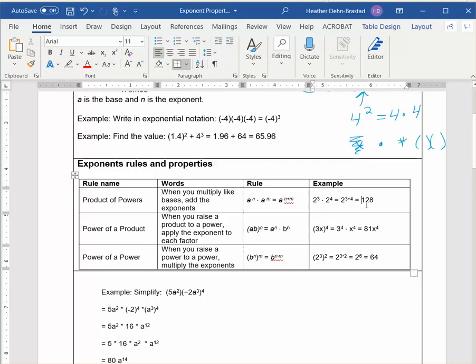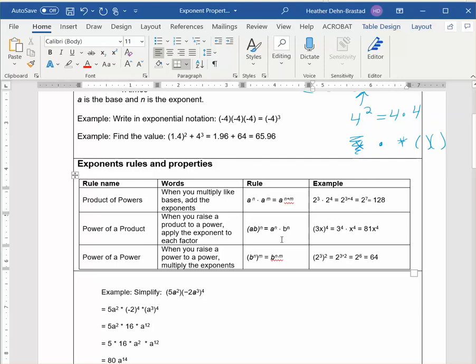to the 7th, using the exponent key. And if you had to evaluate that, then that would be 128, because 2 times 2 times 2 times 2 times 2 and so on. But you don't always have to write it that way. A lot of times you'll leave it as 2 to the 7th.